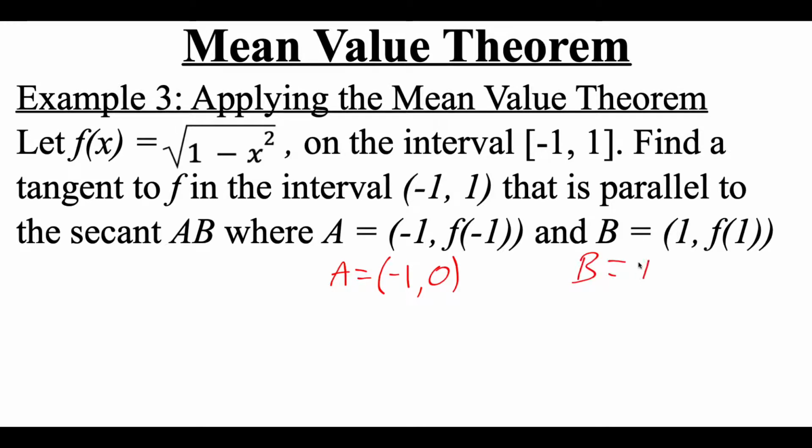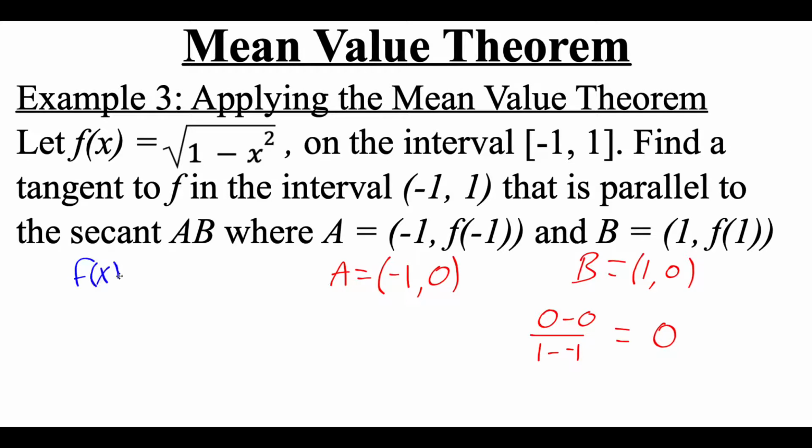B, we're plugging in an x value of +1. So 1 squared is 1, 1 minus 1 is 0, and the square root of 0 again is 0. Now if we find the slope between these, 0 minus 0 over 1 minus -1, we get a slope of 0. So we're going to be looking for a place where the tangent line, or where the derivative, is equal to 0. Now we're going to have to go through and actually find the derivative for this function.